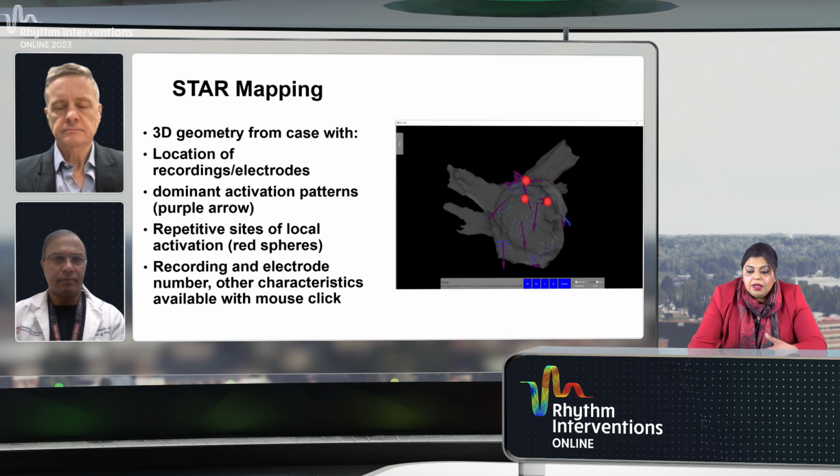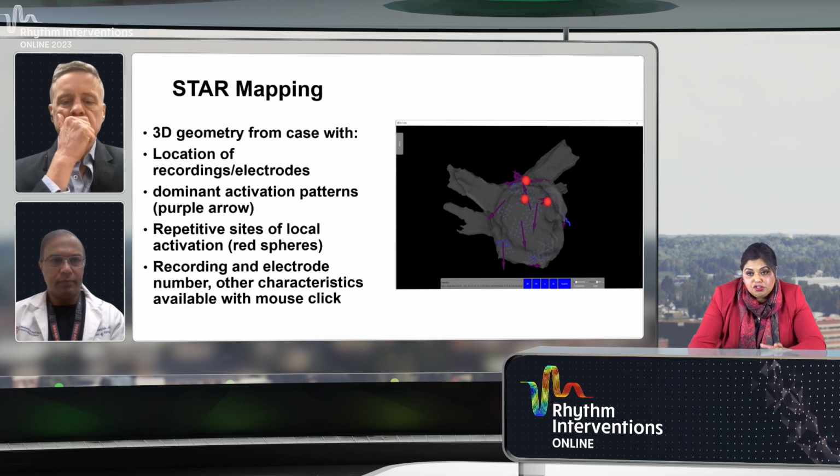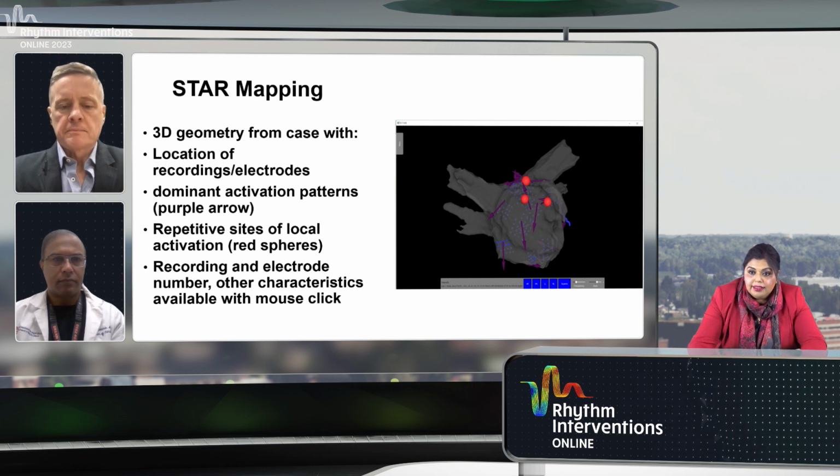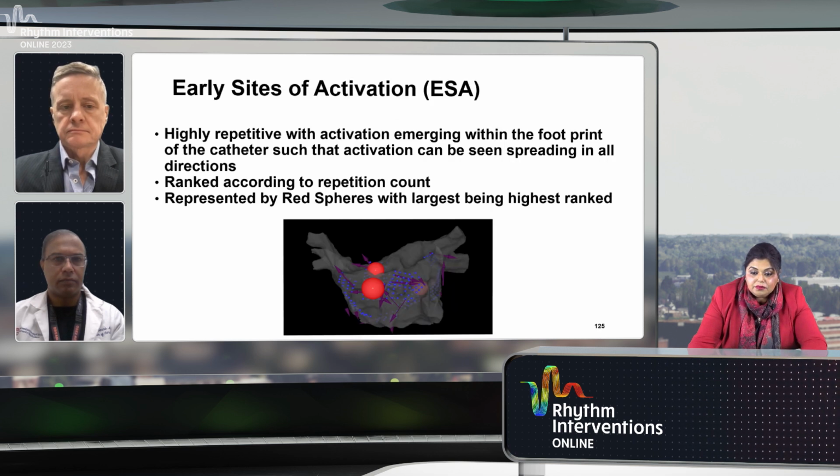So how does it do this? It takes the 3D geometry from the case, and it is able to show you where the location of the recording and the electrodes are. It is able to show you the dominant activation patterns, which are shown in this purple arrow. And it's able to show repetitive sites of local activation, which are shown as these bright red spheres. Recording and electrode numbers and other characteristics can also be available if you ask for it, with just a mouse click.